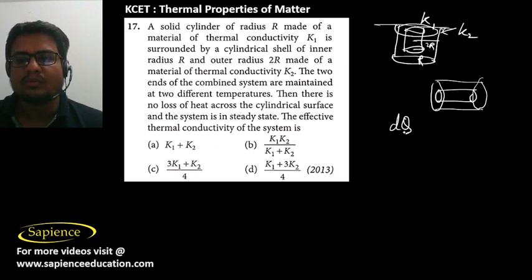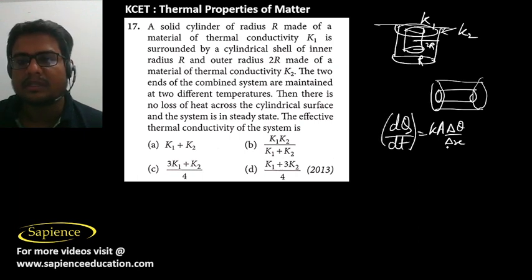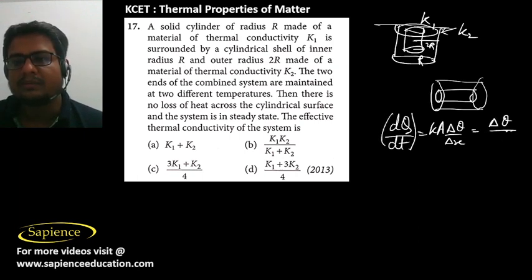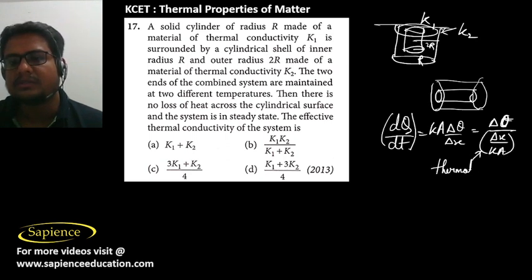We know that dQ/dt equals KA delta theta by delta x, where dQ/dt is the rate of flow of heat by thermal conduction. Delta theta is the temperature difference, and this is divided by delta x by K. Now delta x by K is called the thermal resistance.